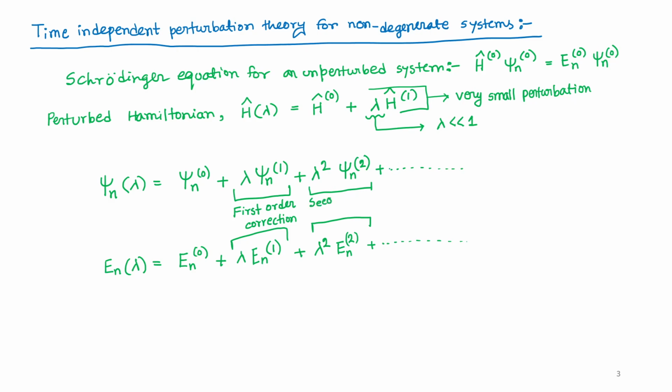Obviously multiple orders of correction can be there, right? But as you already know, lambda is very, very small. Now lambda square is going to be even smaller than lambda, and the third order and fourth order corrections are going to be even smaller than this. So we will only discuss the first order and second order corrections for this course.